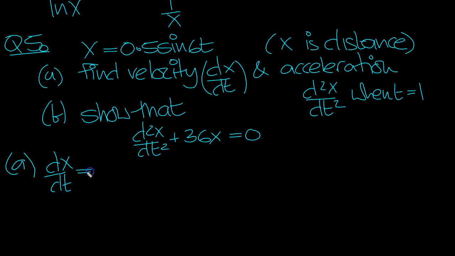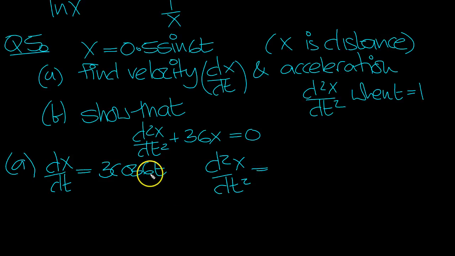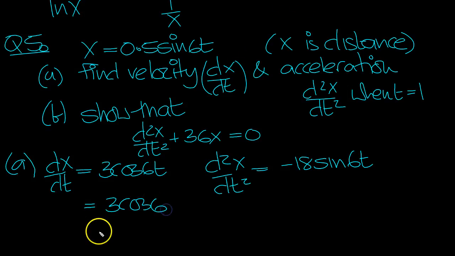dx dt is equal to, sine goes to cos and the 6 comes out, 6 times 0.5, so 3 cosine 6t. So differentiate again, cos goes to minus sine and the 6 comes out again. So that equals, when t equals 1, 3 cosine of 6 times 1, which is 6. And this one equals minus 18 sine of 6 times 1, which is 6.